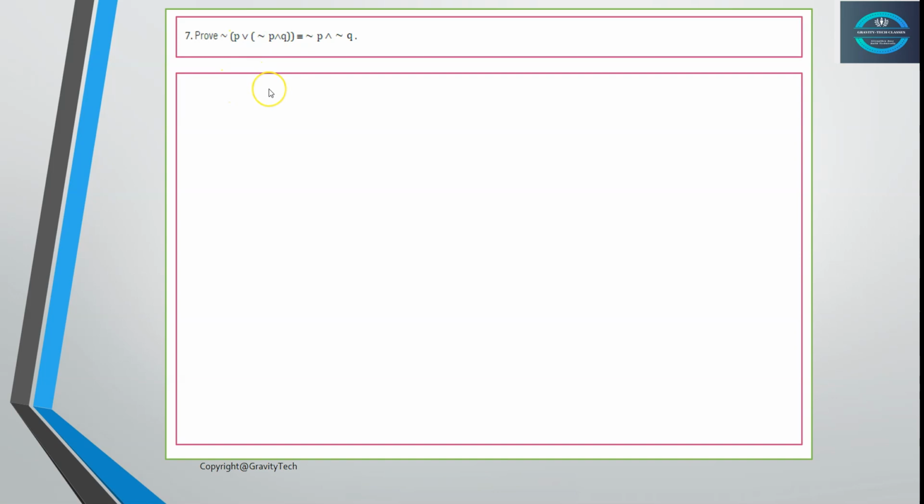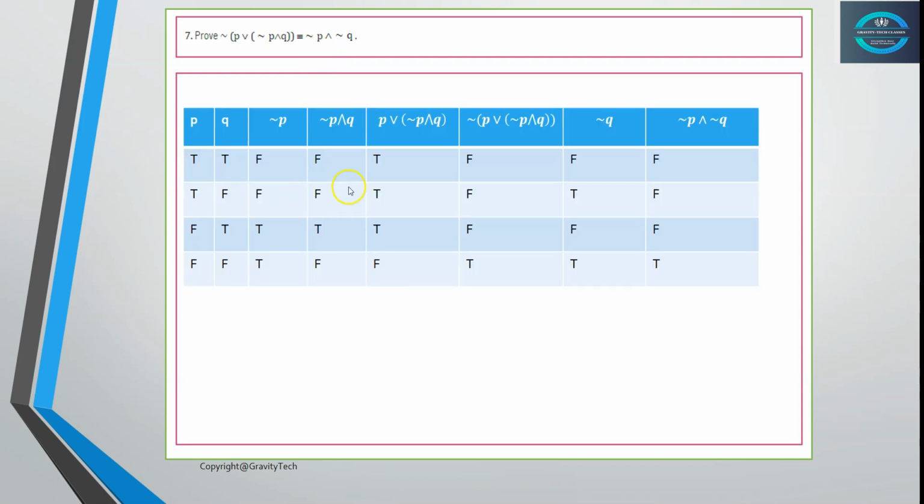For P, and for Q it will be T F T F. Then we will find the negation of P. Then we will find the negation of P and Q. Then after that we'll find P or that part, then the negation of that, and then we'll concentrate on this. So let's solve one by one. Let's see, this will be a truth table. The very first thing is P, T T F F, and Q, T F T F. Now we have to solve this part, correct?